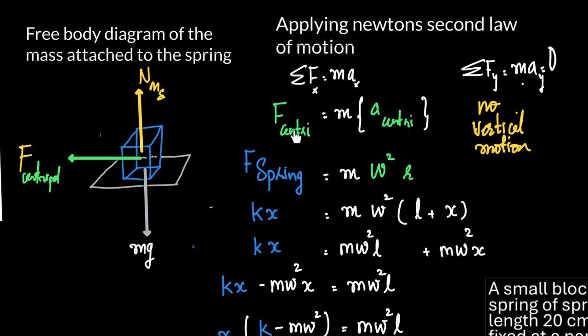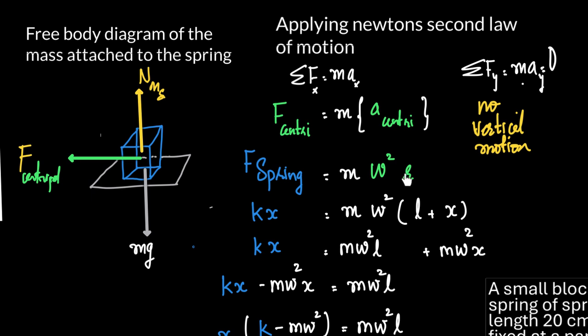Now, what is F centripetal? Like we have discussed in many of the questions that we have practiced before, centripetal force is not an actual force. There is some other valid existing force that behaves as a centripetal force, which in this case is the spring force. Therefore, F centripetal can be replaced by F spring, which can be written as Kx, right? So we have Kx is equal to m into omega square into r.